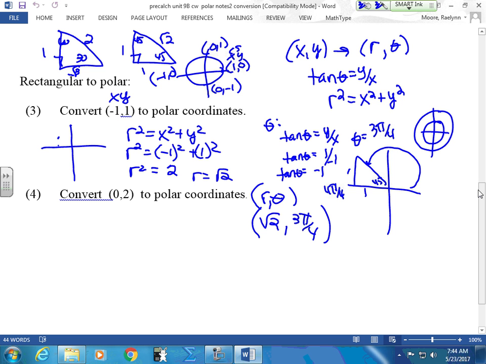So one more. If we take this point, x, y, let's just find this point: 0, 2. Can you almost guess what your polar coordinate's going to be? Pi over 2, because that's the 90-degree angle, isn't it? And what's my radius going to be? 2. So 2, pi over 2. Let's see if this works out for me.